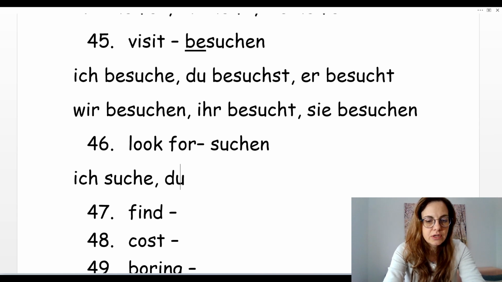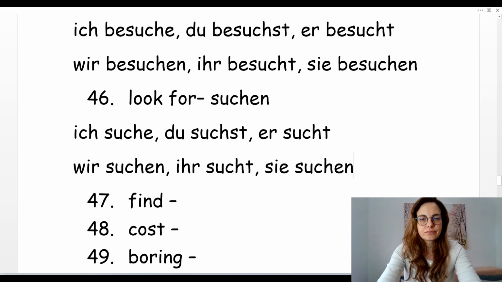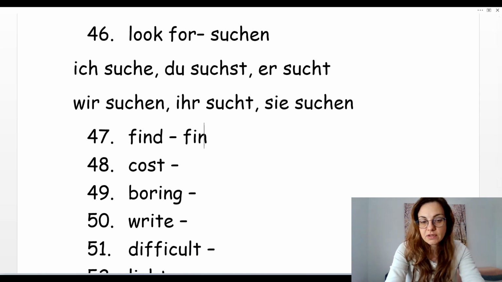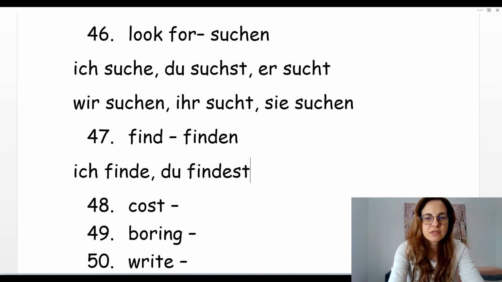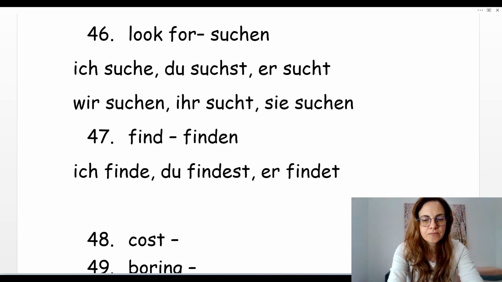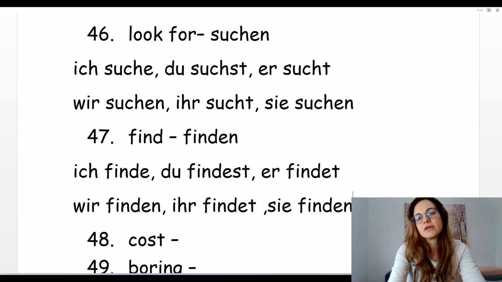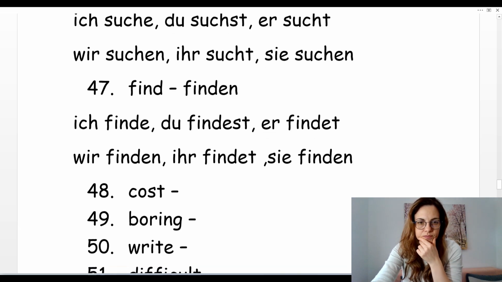I'm looking for. Ich suche, du suchst, sie sucht, wir suchen, ihr sucht, sie suchen. Find is finden, similar, it's regular. Ich finde, du findest, sie findet, wir finden, ihr findet, sie finden.